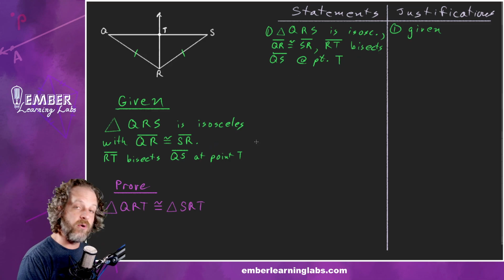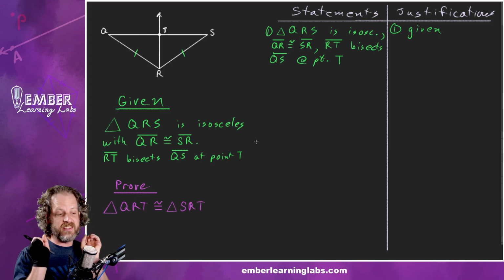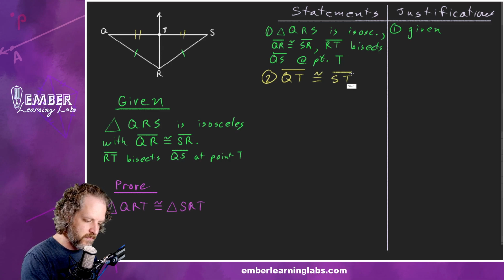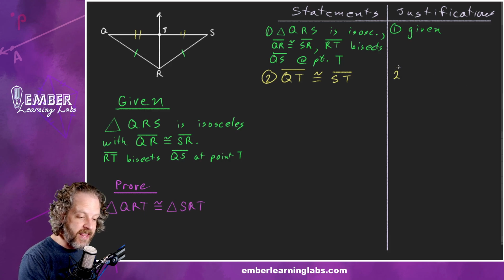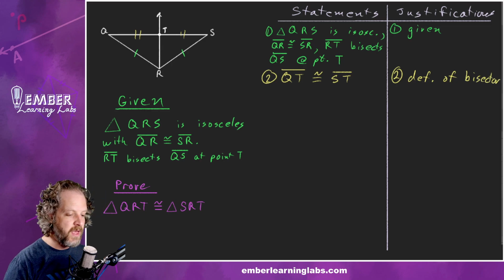What about the bisecting? Well, what does bisect mean? Bisect means it cuts it in half, which means that one side is congruent to the other side. And so we can just say that now. We can say that segment QT is congruent to segment ST because, and why can we say that? Because of the definition of bisector, right? Okay, so that's how we can say that.